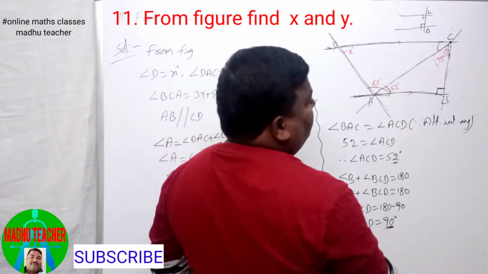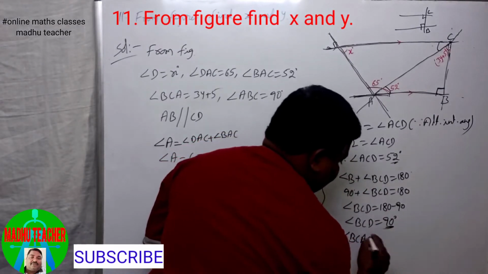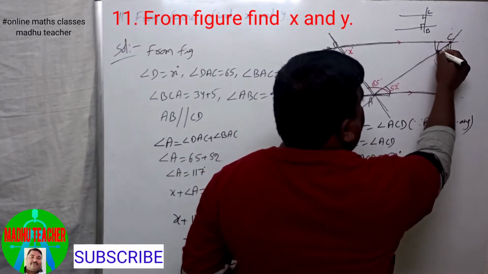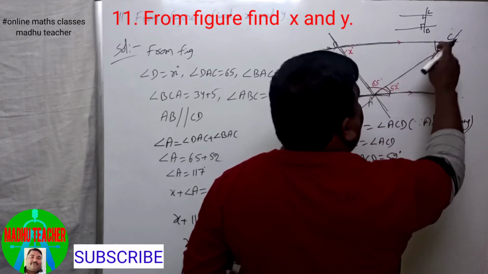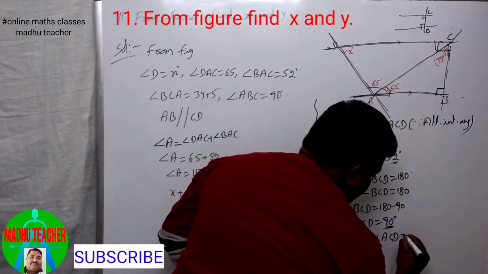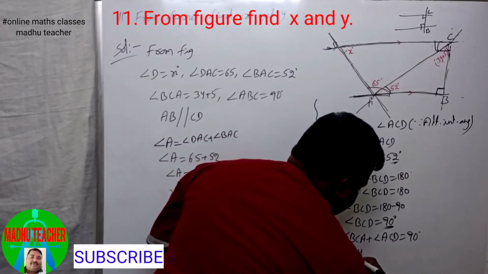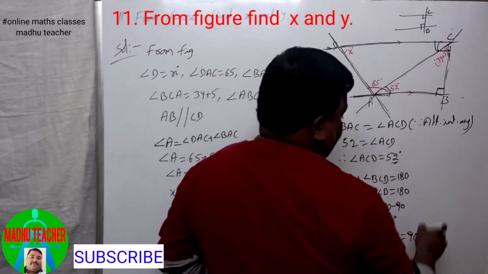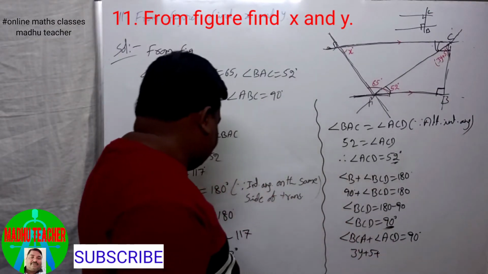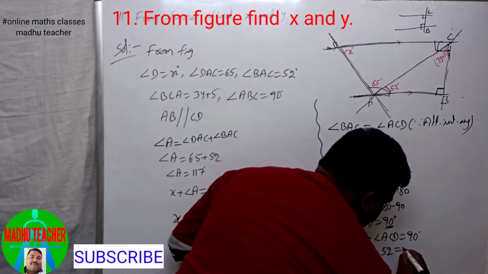What is the angle BCD? Angle BCD you can write as angle BCA plus angle ACD. So BCA plus angle ACD equal to 90 degrees. Angle BCA is 3y plus 5, plus angle ACD. What is the ACD? 52 degrees. Equal to 90 degrees.